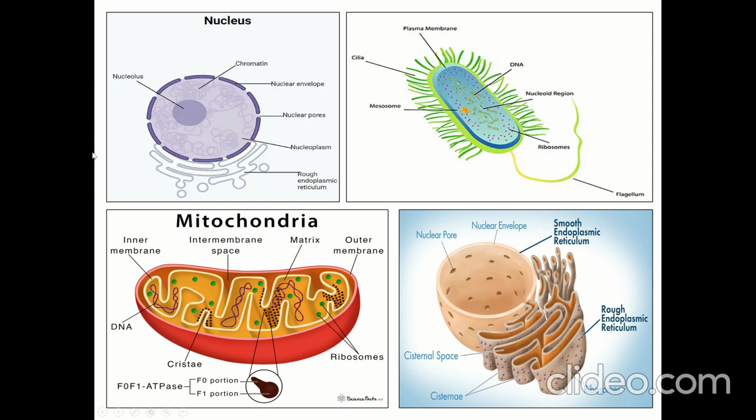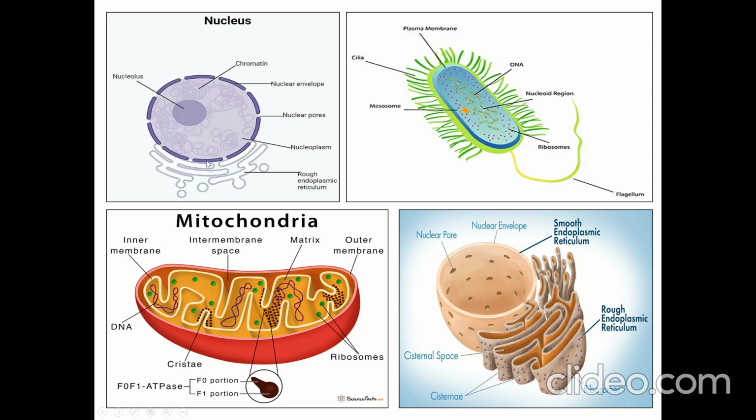So the next important cell organelle is mitochondria. It is a double-layer membrane consisting of the outer membrane and inner membrane, and the inner membrane is enfolded into foldings called cristae. These cristae have the F0 and F1 particles, which have ATPase activity. Particularly, F1 is involved in the synthesis of ATP.